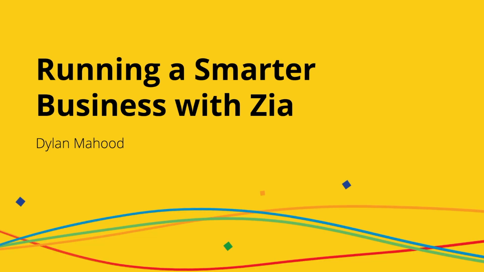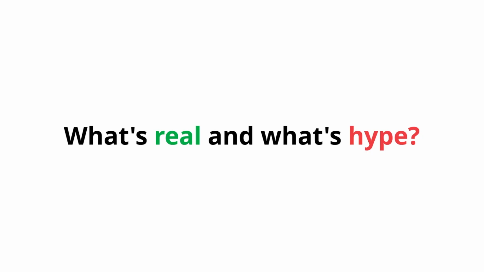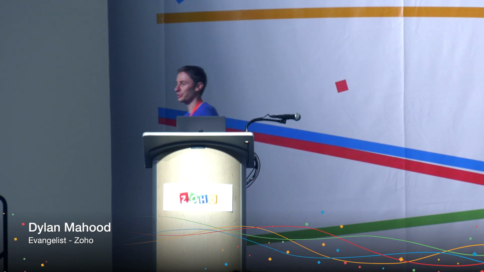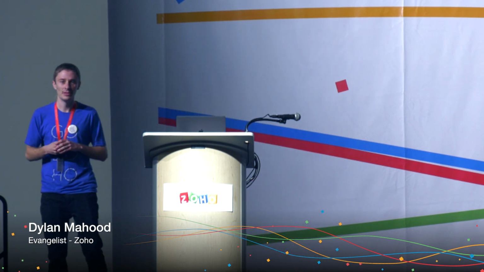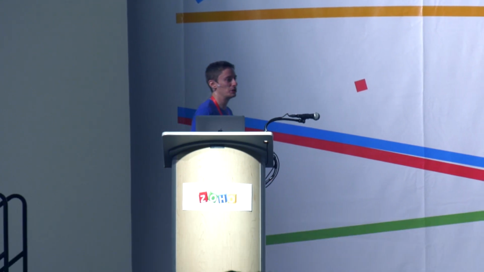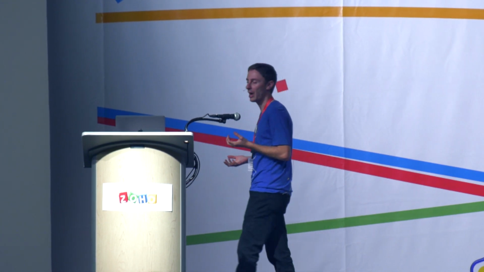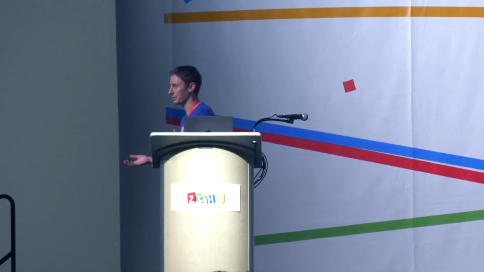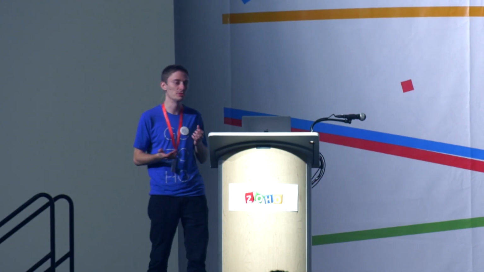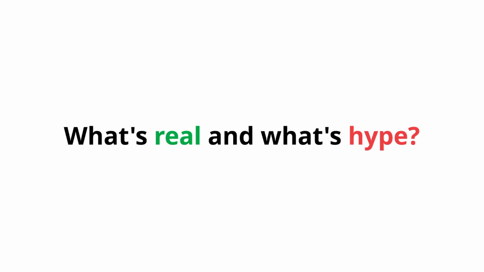So the topic of the day is how to run a smarter business with Zia. And what I really want to get to is, when we're talking about AI, what is real and what is just hype? So Zia, you could call it an acronym. We usually say it means Zoho Intelligent Assistant. It's like the AI initiative of Zoho. Zia is built into a bunch of different Zoho applications, and it's always contextual to whatever that application is used for. So really what I'm talking about today is AI.